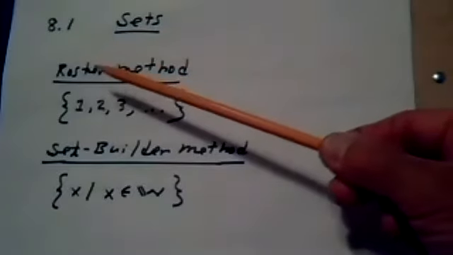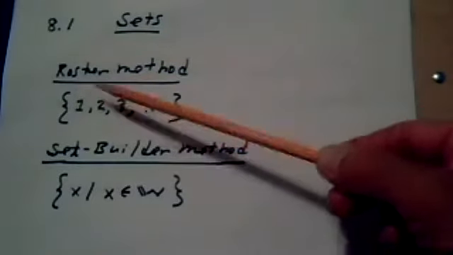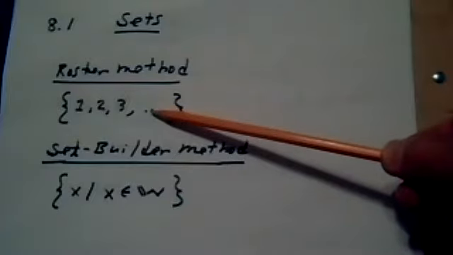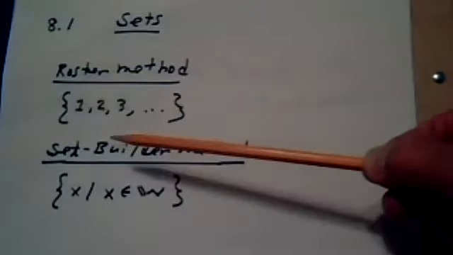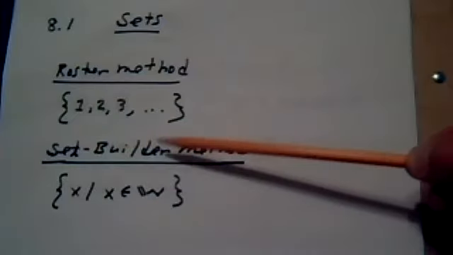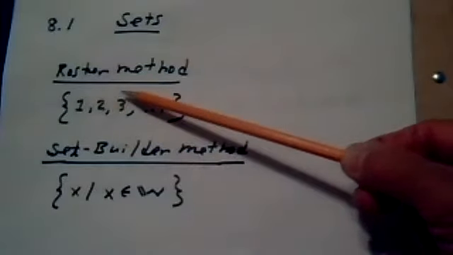Here's an example of the roster method. I'm listing the members, the elements of this set. These 2 little dots, ellipses, mean keep following the pattern. The set builder, notice what it's going to do. Instead of listing the members or the elements, we're going to describe them.